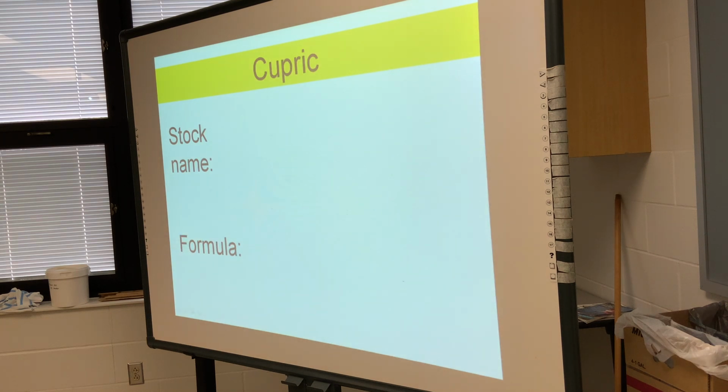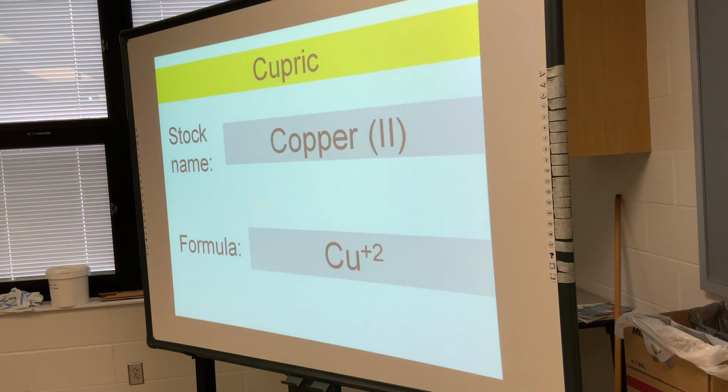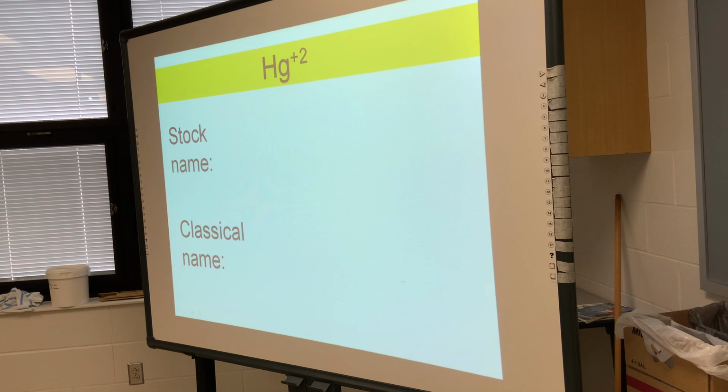Two charges for copper, 1 and 2. So, ic is which one? 2. Copper 2, Cu positive 2. Hg positive 2, what are the two charges for mercury? 1 and 2. So which one is this one? 2. This is mercury 2 or mercuric.